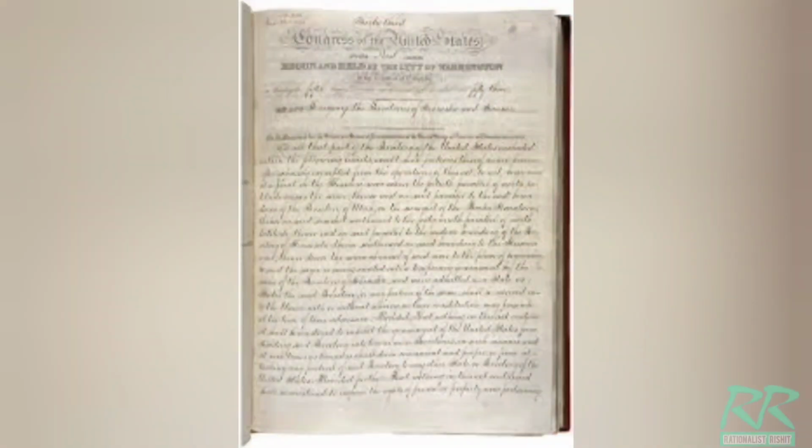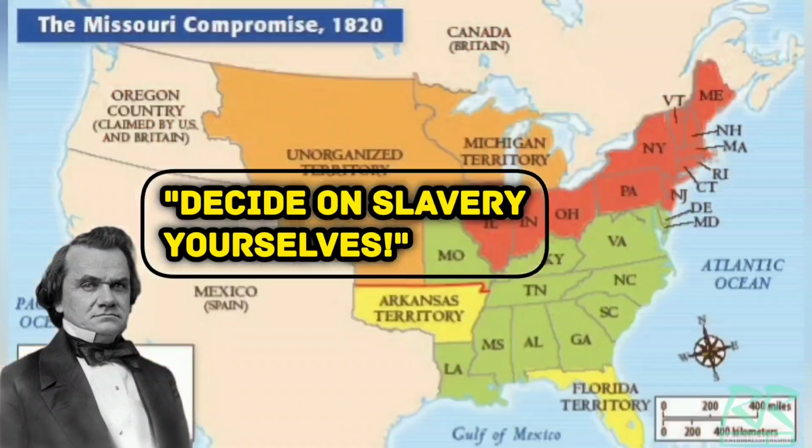The Kansas-Nebraska Act of 1854, proposed by Senator Stephen Douglas, effectively repealed the Missouri Compromise by allowing settlers in those territories to decide on slavery themselves. This led to Bleeding Kansas, a violent conflict between pro and anti-slavery settlers, symbolizing the failure of compromise and the rising intensity of sectional conflict.